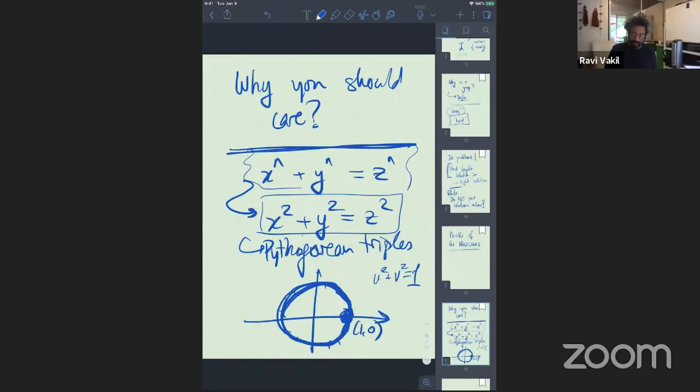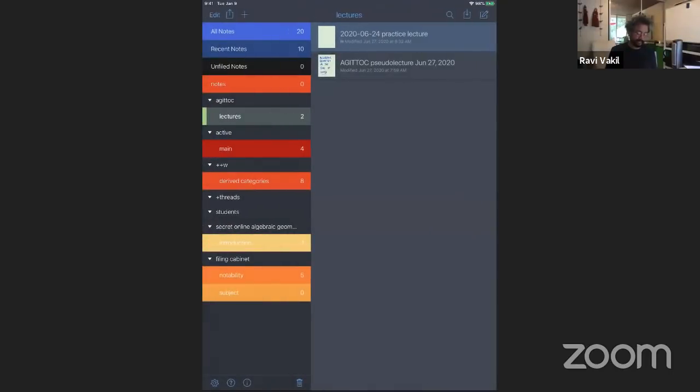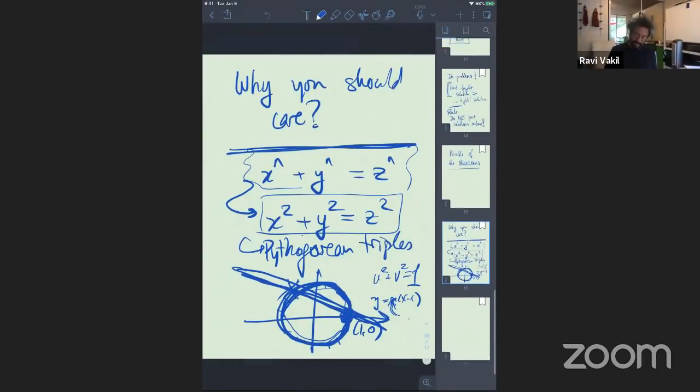1 squared plus 0 squared is 1. And if you take any line through it, y equals mx minus 1, with rational slope, the other point will have to be rational. And conversely, if you take another point which is rational, you will get a line with rational slope. So you get this nice bijection between rational slopes and most of the points on the circle. So that's geometry, but it's also arithmetic.